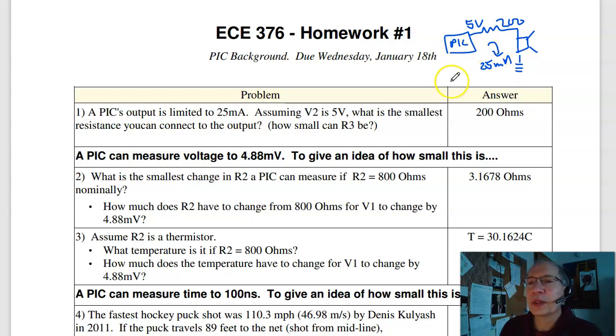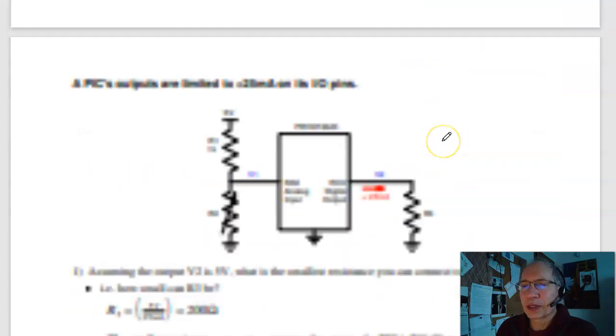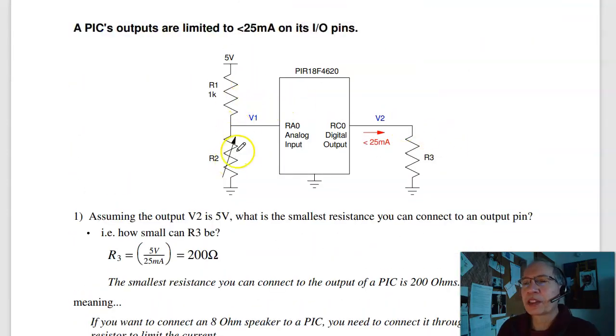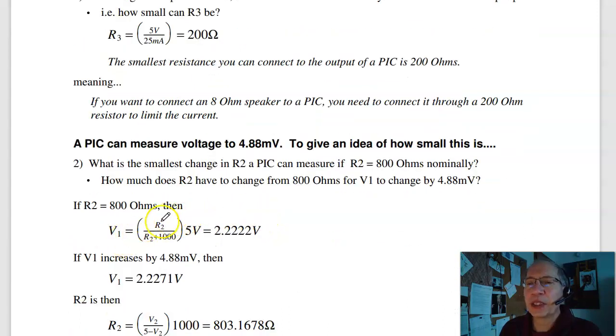Problem 2. If I have a voltage divider, like so, and I can measure voltage to 4.88 millivolts, how much can R2 change and still detect that change? Well, first what I want to do is, if R2 is 800 ohms, find V1. And that's by voltage division. V1 is R2 over R1 plus R2. Plug in 800 ohms, 2.2222 volts.